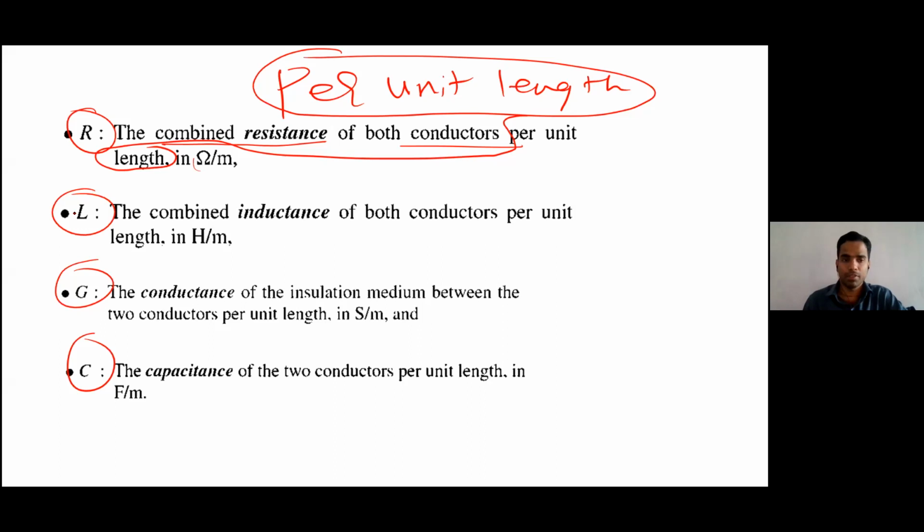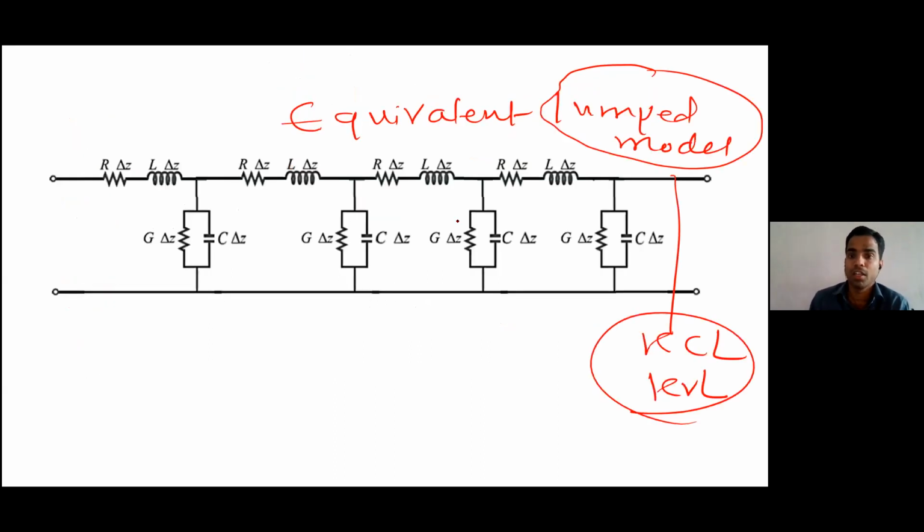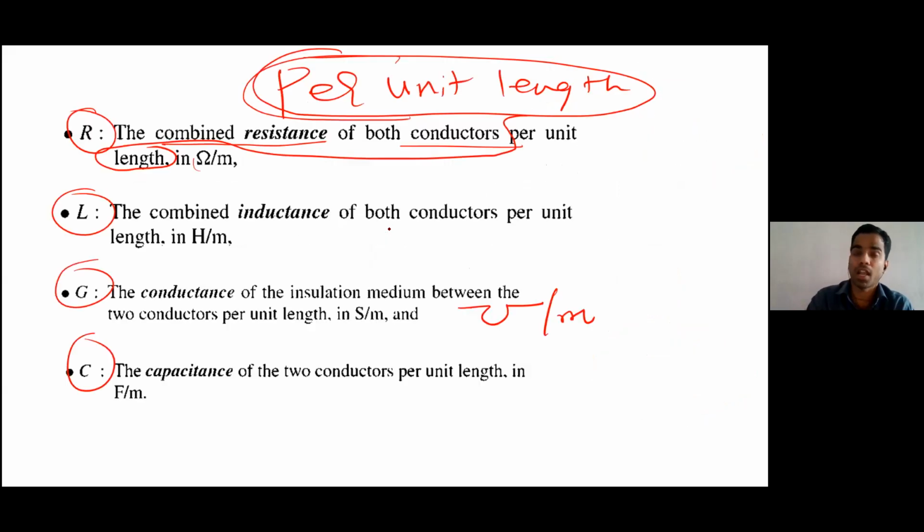Similarly, L, the inductance, the unit is Henry per meter. G is the conductance, the unit is Siemens, or some authors may use mho, the reciprocal of ohm, per meter. And the capacitance, obviously, is farad per meter. So all the components R, L, G, C are defined per unit length. This is where we begin our distributed circuit analysis, and we have already modeled the equivalent lumped circuit for the distributed circuit. Now we can start with the analysis.